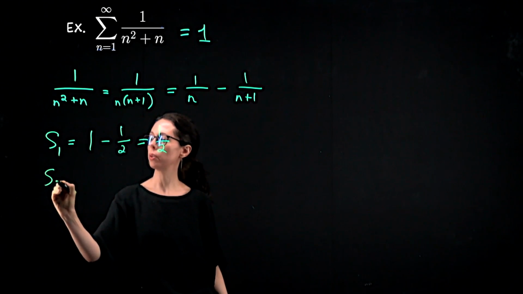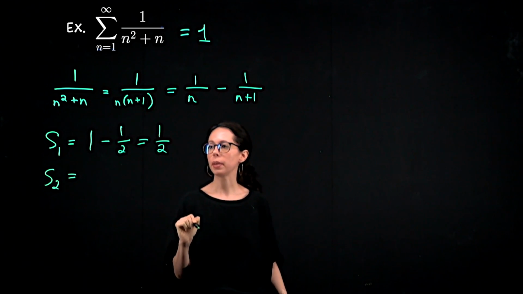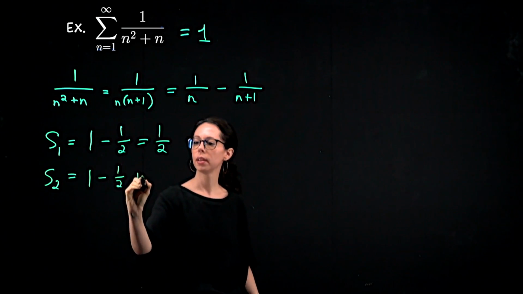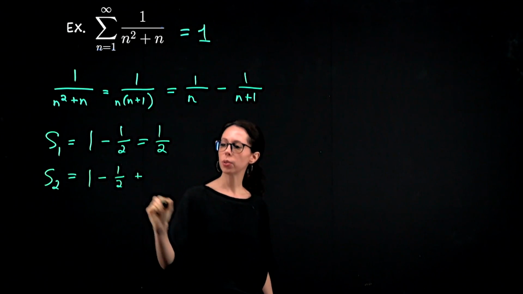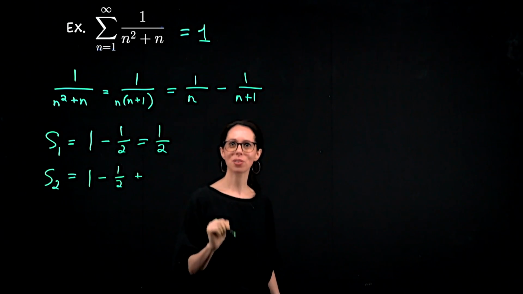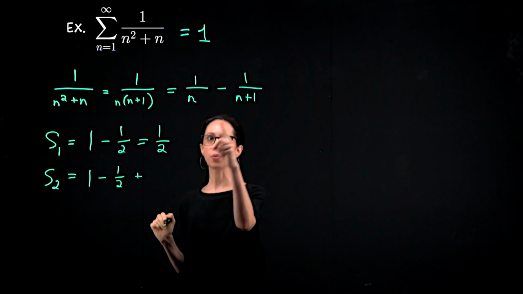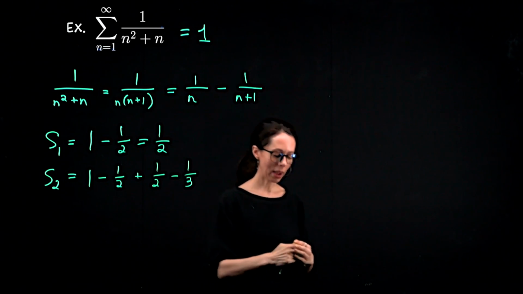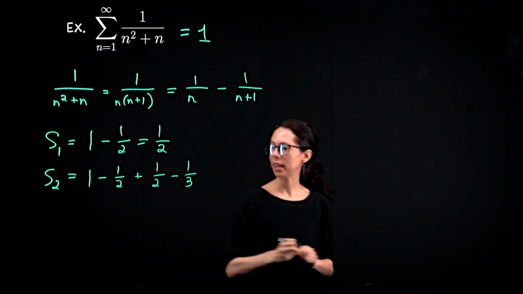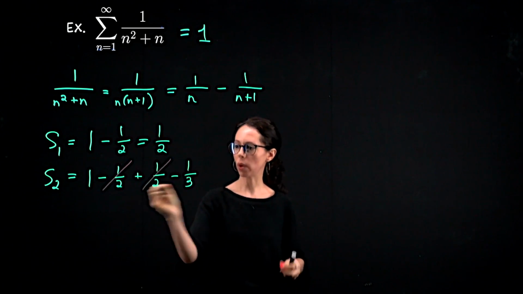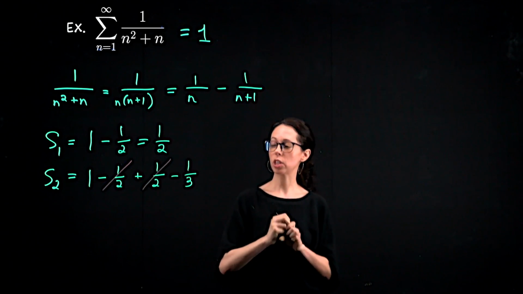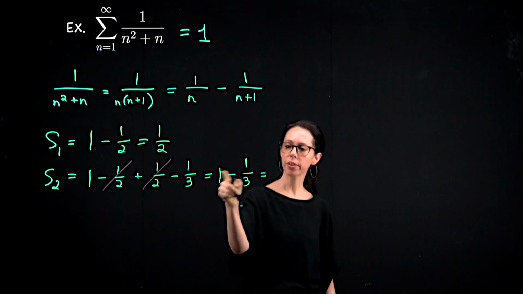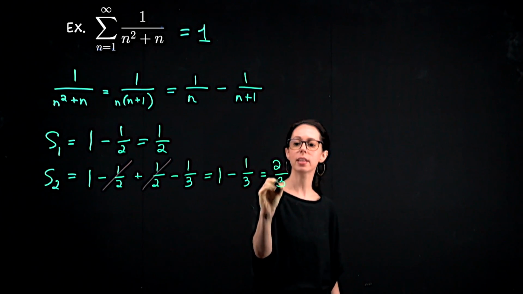S sub 2 is going to be 1 minus 1 over 2. That's the first term. Now let's add to this the second term to form the second partial sum. That's going to be 1 over 2 minus 1 over 3. What I would like for you to see here is that the negative 1/2 cancels with the 1/2, leaving us with just two expressions, 1 minus 1/3, which is 3/3 minus a third, so that's 2/3. And that is what we saw before.